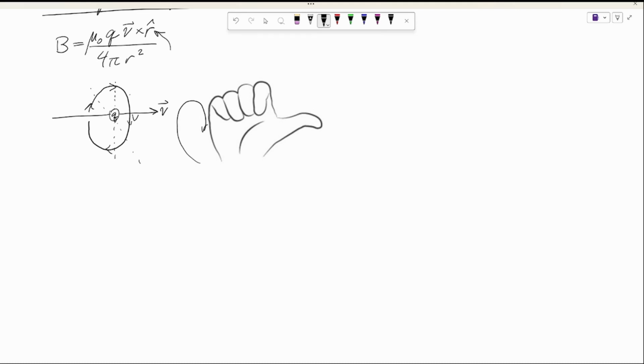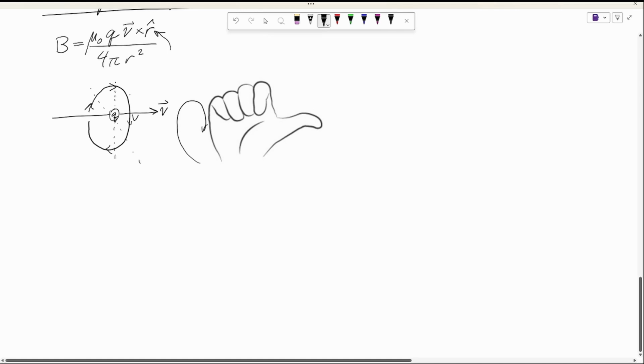Alright. Is that for a positive point charge? Yes, this is all for a positive point charge. It'll be the opposite for a negative point charge. So, you can use your left hand if you want, or you can just use your right hand and flip the result at the end. Either way.